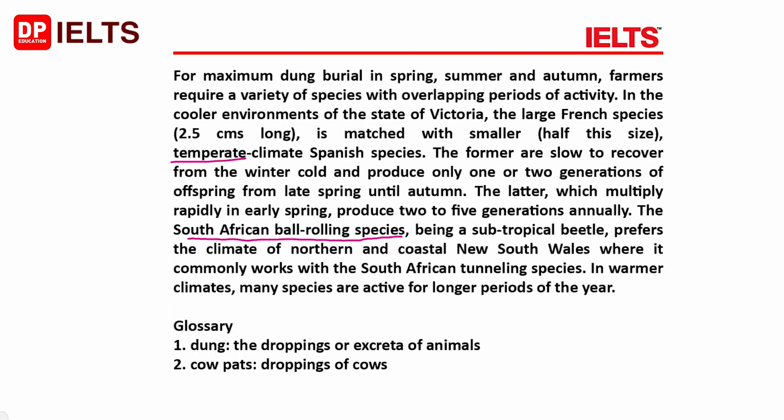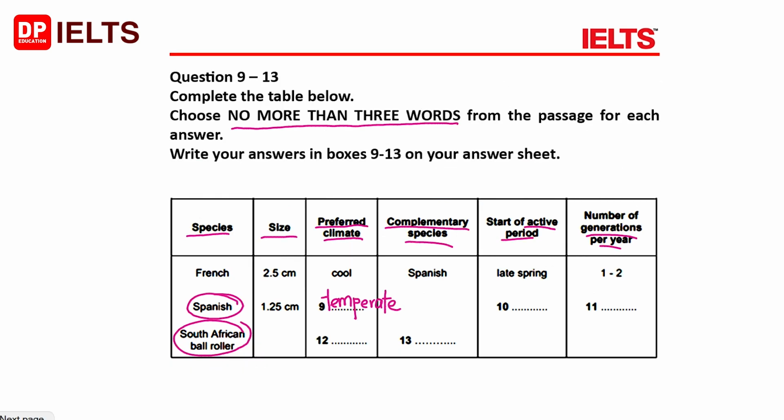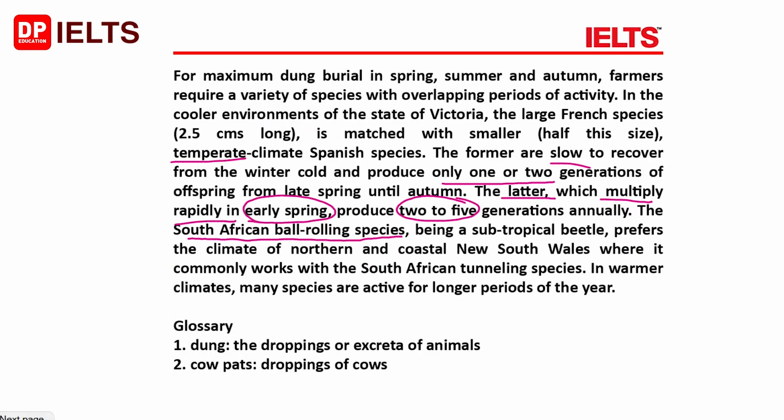Start of active period. The former are slow to recover from the winter and the cold, right? They are slow and produce only 1 to 2 generations from late spring until autumn. The latter, which multiply rapidly in early spring. So active is early spring and they produce 2 to 5, okay? So I would say early spring.